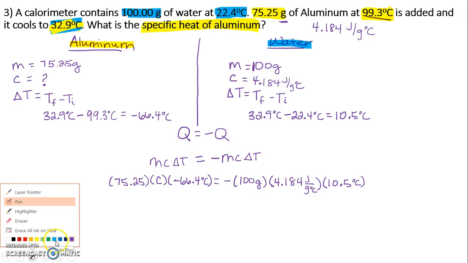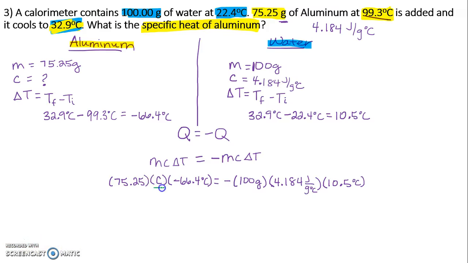Now this is where it gets a little bit funky, but that's okay. It's just basic algebra. So let's use some green. I've got C over here and I want C by itself. So I'm going to divide both sides by what C is multiplied by. So 75.25 and negative 66.4.